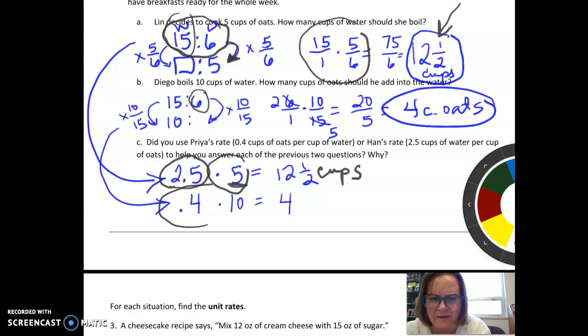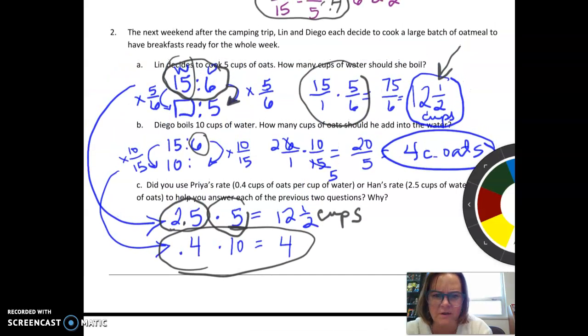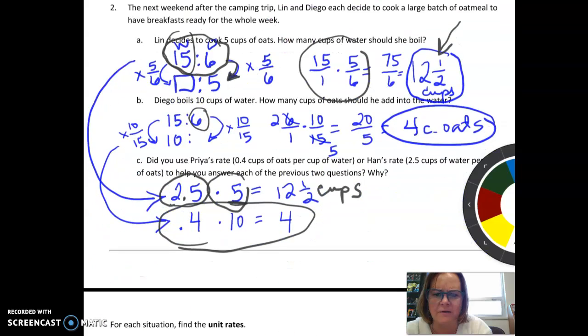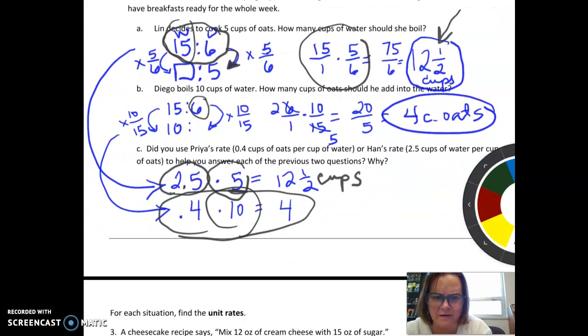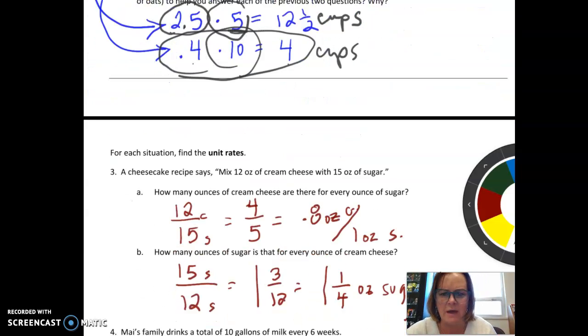Or another way of thinking of this is we need 4/10 of oats for every 1 cup of water. So since we have 10 cups of water, we're going to do 4/10 times 10, and we get 4 cups of oats. All right, so again, if you need to pause, look at my work here, look at what you did. This would be a good time to do that.